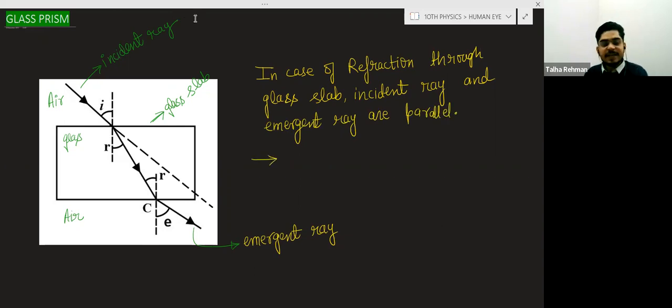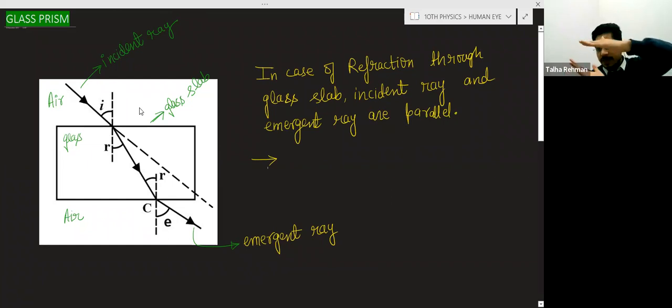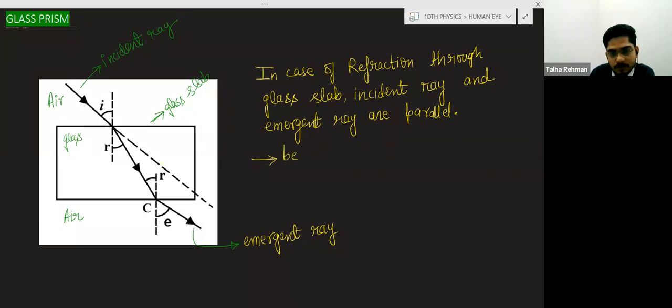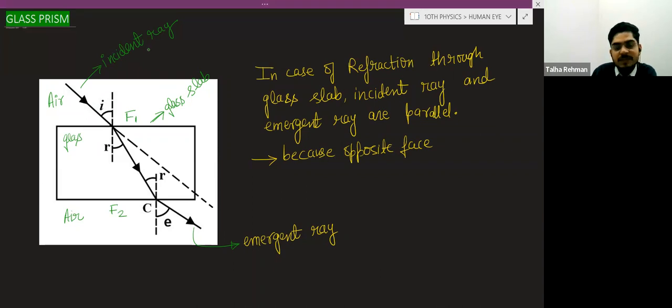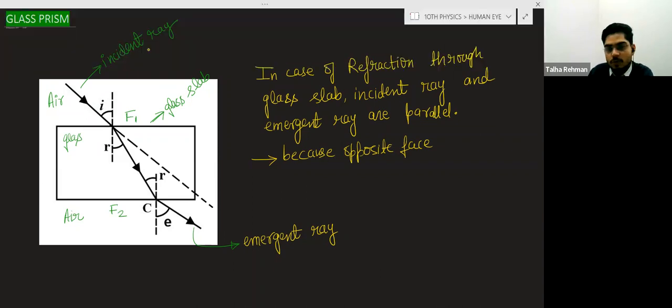And why are the incident ray and emergent ray parallel? Because the surfaces of the glass slab are parallel. Opposite surfaces, this surface and this surface, are parallel. Suppose this is the face F1, and this is the face F2. These faces are parallel because opposite faces are parallel. So that is why the incident ray and the emergent ray are parallel.